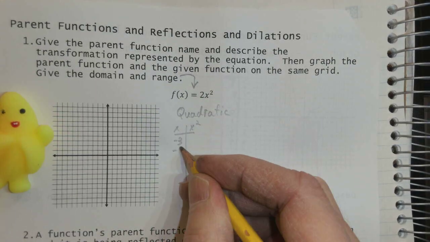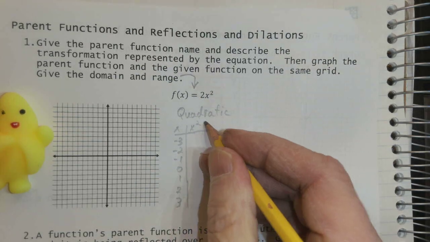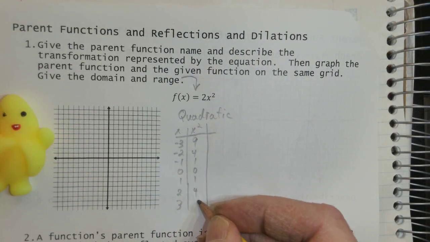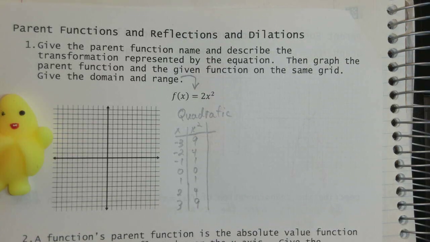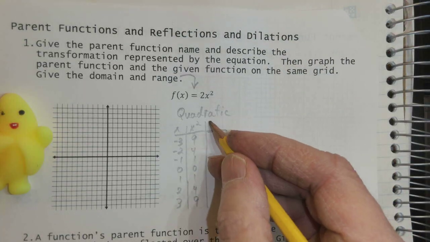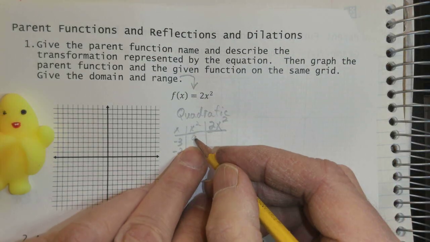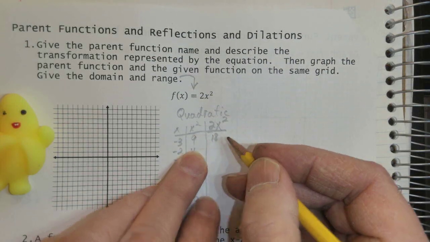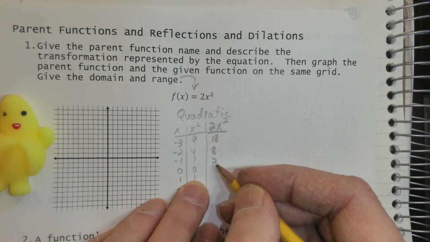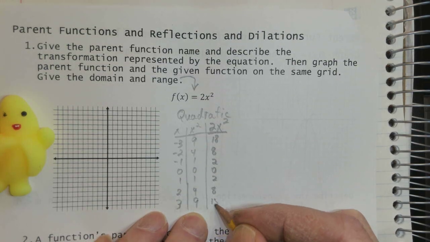I'm going to make a table, I mean. -3, -2, -1, 0, 1, 2, and 3. X squared. What is that? 9, 4, 1, 0, 1, 4, 9. Is that coming to you fairly naturally now? And then 2x squared. So 9 times 2 is 18. 4 times 2 is 8. 1 times 2 is 2. 0 times 2 is 0. 2, 8, and 18 here.